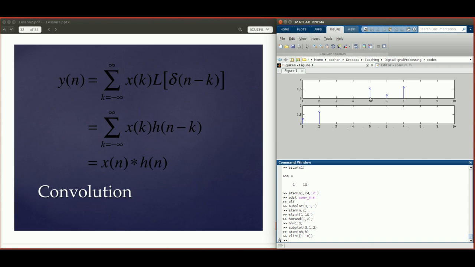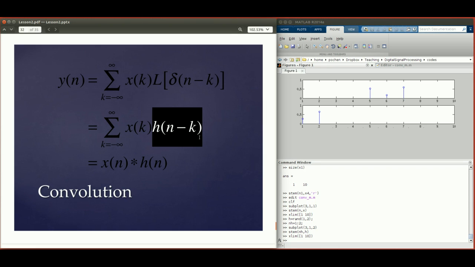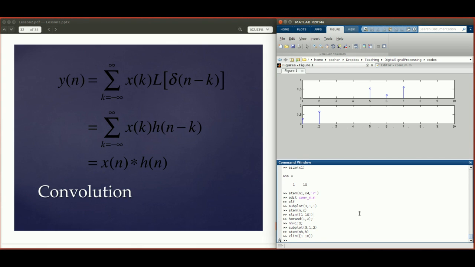Because x actually has three non-zero amplitudes, one at 5, another at 6, and the other at 7. So this summation essentially involves k going from 5 to 6 to 7, because only at those locations x has non-zero amplitudes. And that's h. In fact, we have to shift h by 5, 6, and 7. So let's try to generate these.